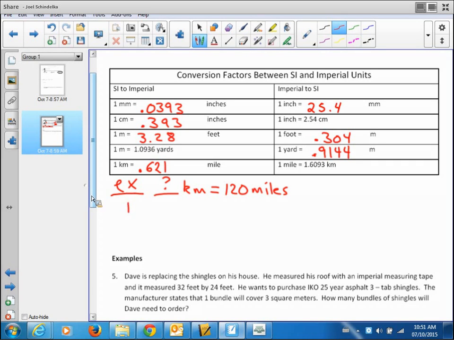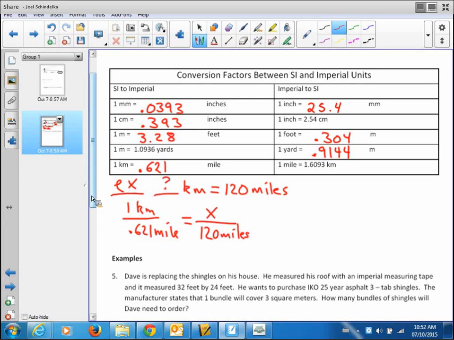1 kilometer, getting that from above here, is 0.621 miles. You could have used the other ratio, the 1 mile is 1.6. As long as you set up the fraction correctly. I've got kilometers on the top, so that's my x. 120 miles is what I want.